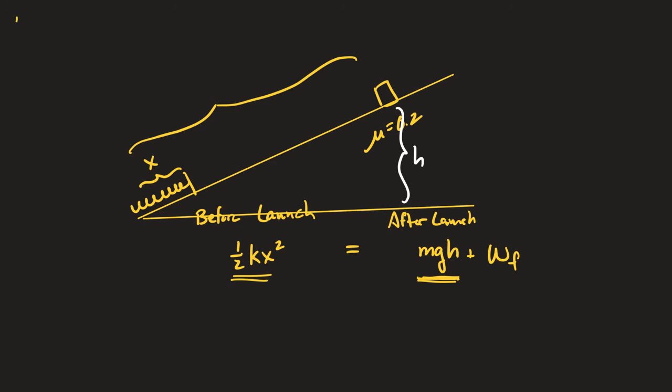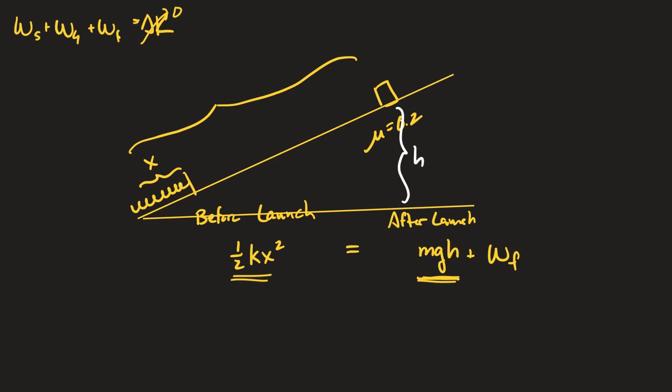Of course, you could also do work by the spring plus work by gravity plus work due to friction would have to equal delta K, which in this example is 0. The box started at rest and ended at rest. This will produce the same answers. They're all going to be the same.